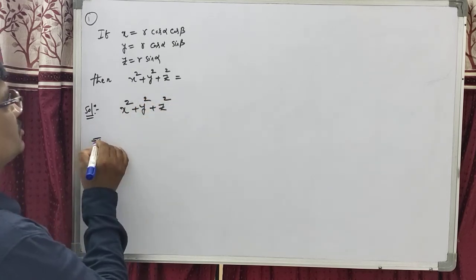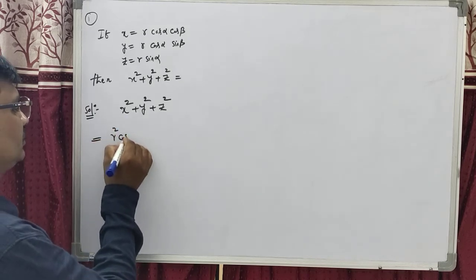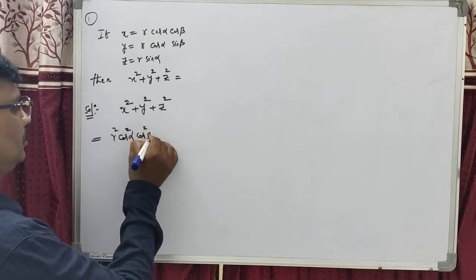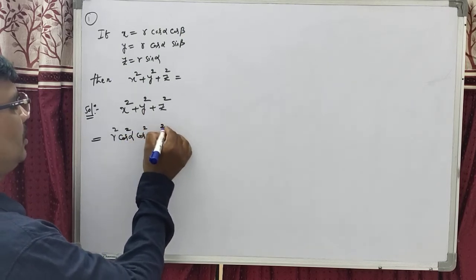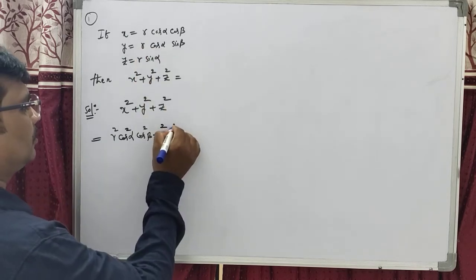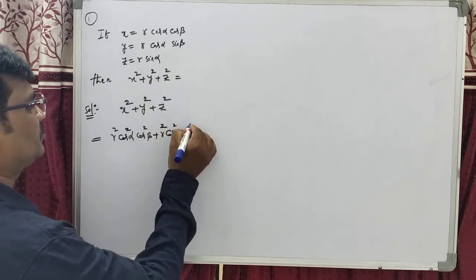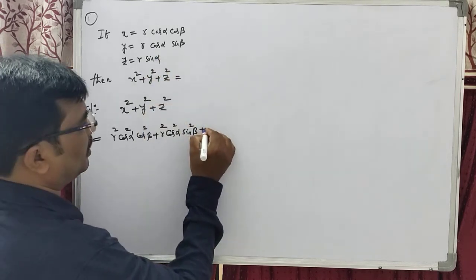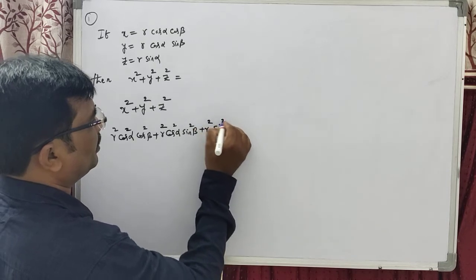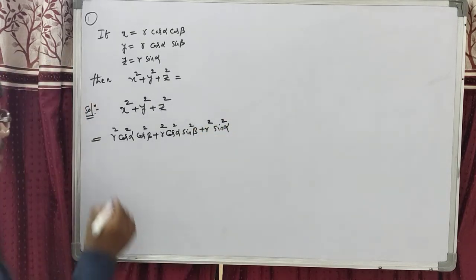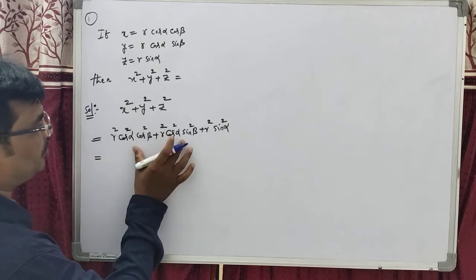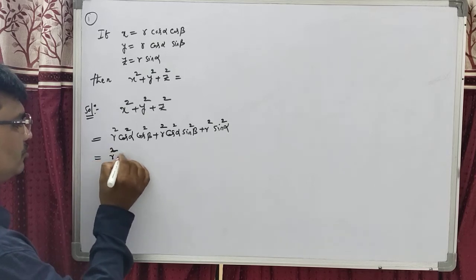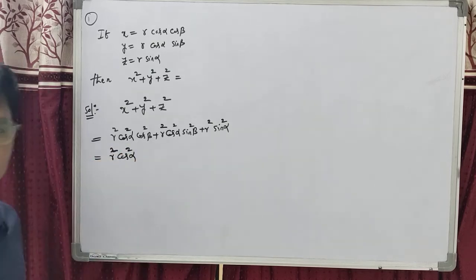Dear students, x square is r square cos square alpha cos square beta. y square is r square cos square alpha sin square beta. Now z square is r square sin square alpha. Which is common in the first two terms? r square cos square alpha is common. Therefore, we take r square cos square alpha as the common factor.